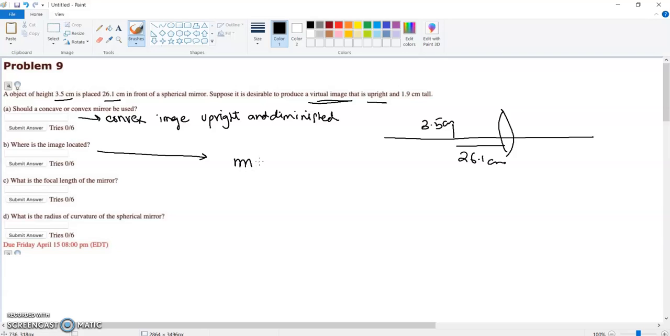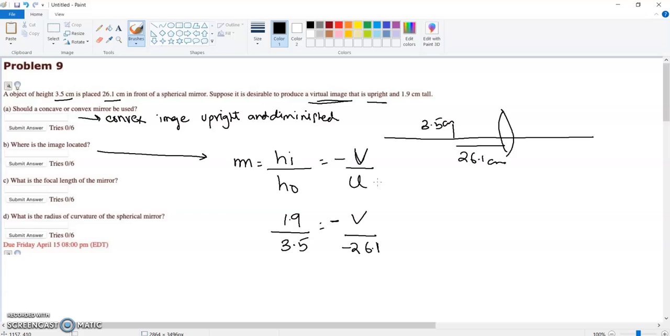So my magnification formula is m equals the height of the image divided by the height of the object, equals minus the distance of the image divided by the distance of the object, right? The height of the image given in this question is 1.9, whereas the height of the object is 3.5. Negative, the image distance is what I need to figure out, and the object distance is in front of the spherical mirror, 26.1, so I'm going to use negative 26.1.